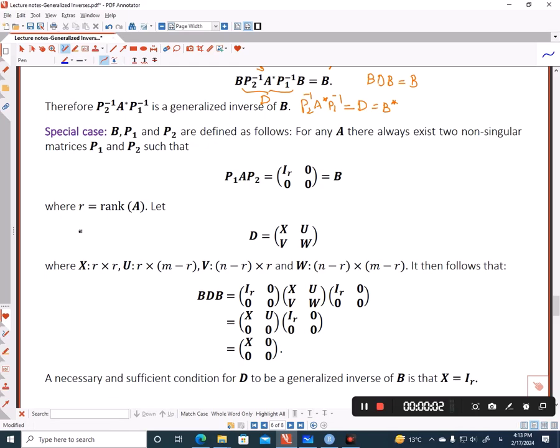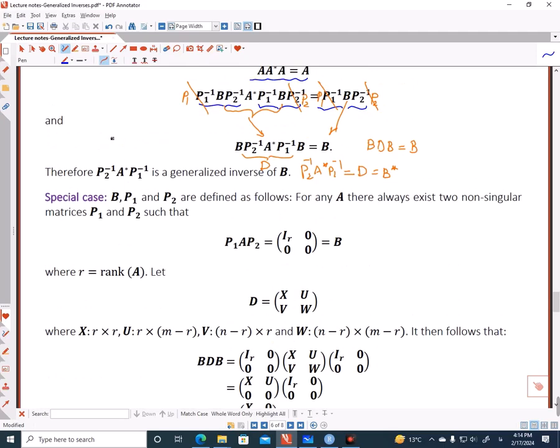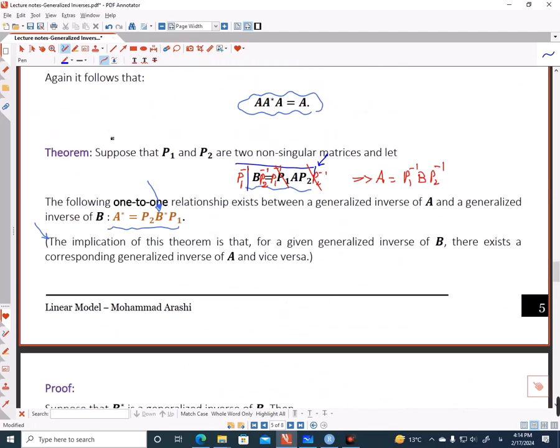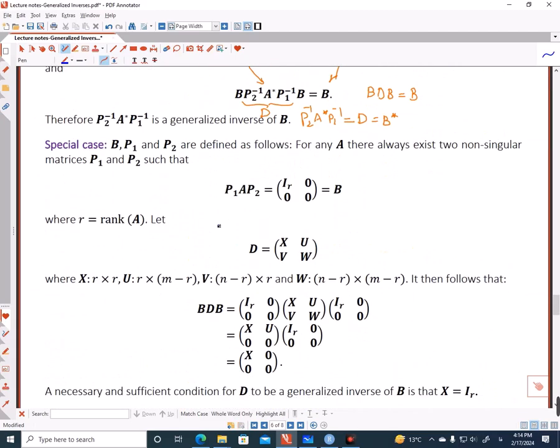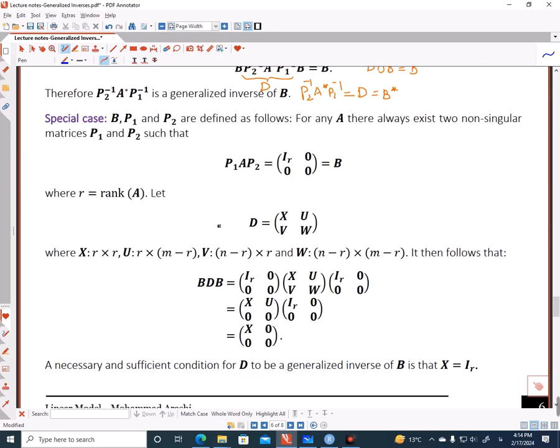Okay, let's go with the second video on generalized inverses. There is a special case for P1 and P2. If you remember the previous theorem, there was a relation between two matrices, and we could construct a relation between the generalized inverses of those two matrices. Here we have a very interesting special case.